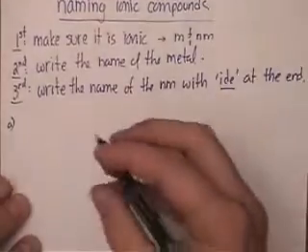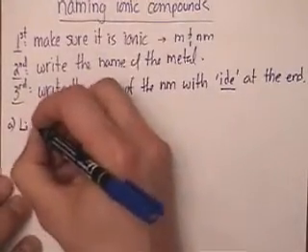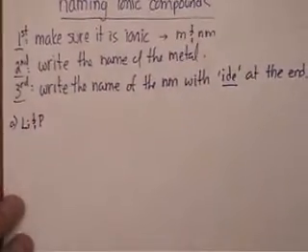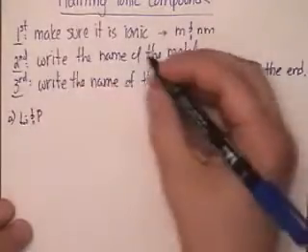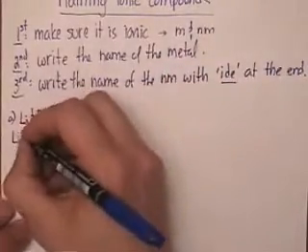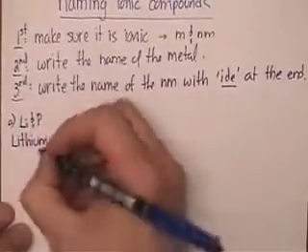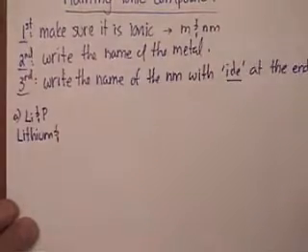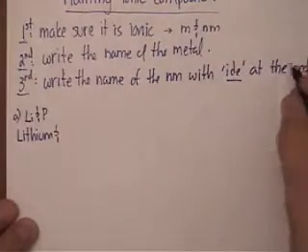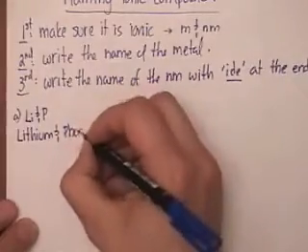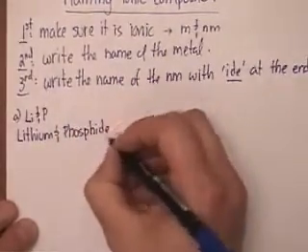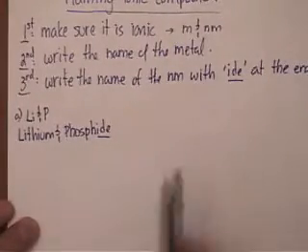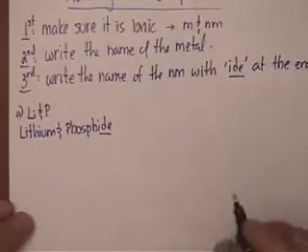So let's start off with lithium and phosphorus. Write down the name of the metal: lithium. Then I'm going to write down the name of the nonmetal with IDE. That's going to be phosphide. You don't want to write down phosphoricide. You want it to sound right. So phosphide. That sounds right, or it sounds better anyways.